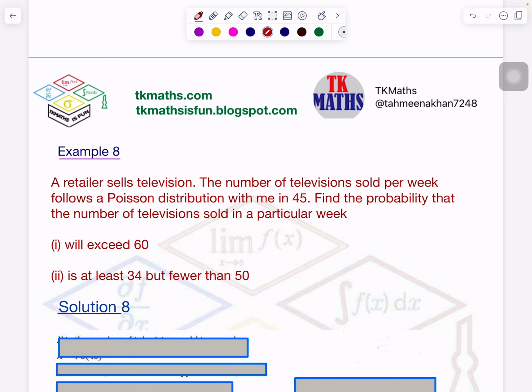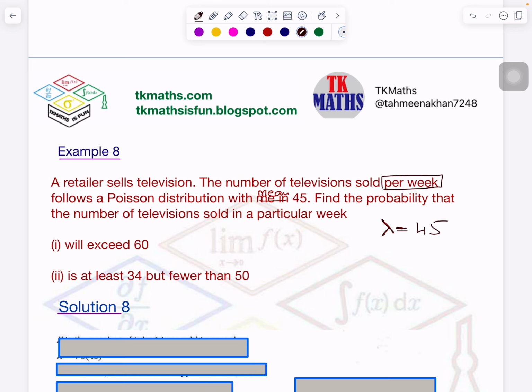A retailer sells televisions. The number of televisions sold per week follows a Poisson distribution with mean, the spelling mistake is here, it is mean, MEAN, okay, mean 45. So your lambda equals 45. And what is the time period they have given here? Per week. This is very important to note down, because in the question sometimes they give lambda for a certain time period, but in the question they change it. So we have seen in video 2 how to change the unit interval.